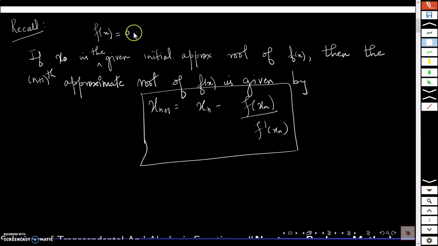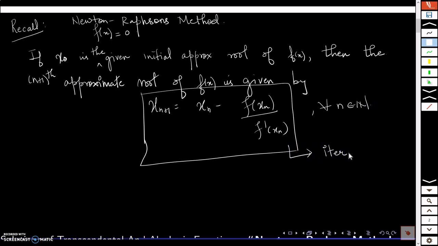So given any function, I can find the approximate root of that function correct up to the desired accuracy level using this method known as Newton-Raphson method, right? And we saw problems also based on this method in the last video of numerical methods. So what we do here, given any approximate initial root x0 of this function f, the n plus 1th approximate root of this function is given by the iterative formula xn plus 1 equal to xn minus f of xn upon f dash of xn, and this is valid for each n in N. Okay, so this is called the iterative formula for finding the n plus 1th approximate root.